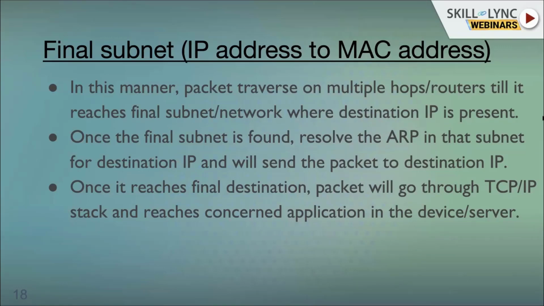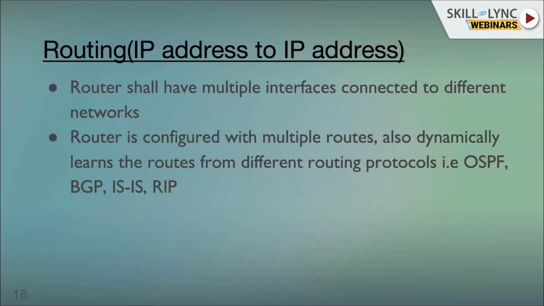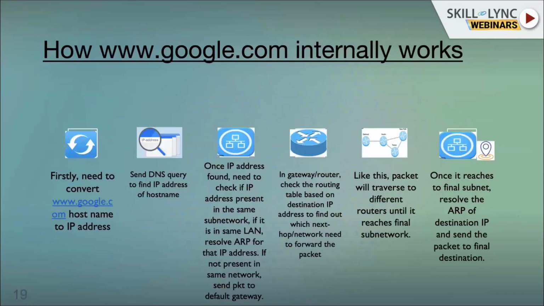Once it reaches that final destination, once the IP is matched, it will go through the TCP transport layer. It will see which port the packet is destined for. Each of HTTP will have one port and FTP will have a separate port. Ping has some port like that. Then it will go to the application. So with this, we learned about routing and ARP.